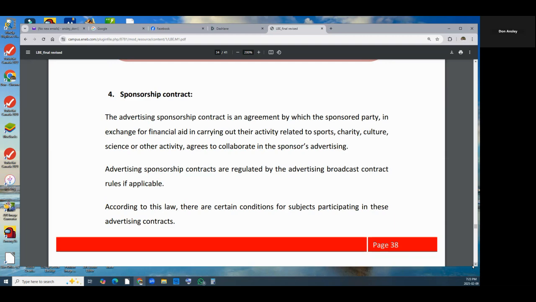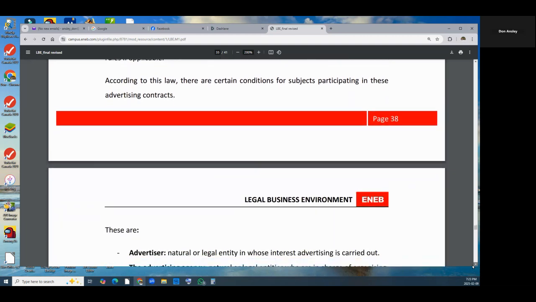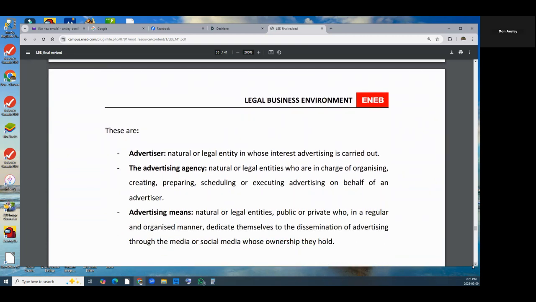According to this law, there are certain conditions for subjects participating in these advertising contracts. And these are the advertiser, a natural or legal entity in whose interest advertising is carried out; the advertising agency, a natural or legal entity in charge of organizing, creating, preparing, scheduling, and executing advertising on behalf of the advertiser; and advertising means, natural or legal entities, public or private, who, in a regular and organized manner, dedicate themselves to the dissemination of advertising through the media or social media, whose ownership they hold.